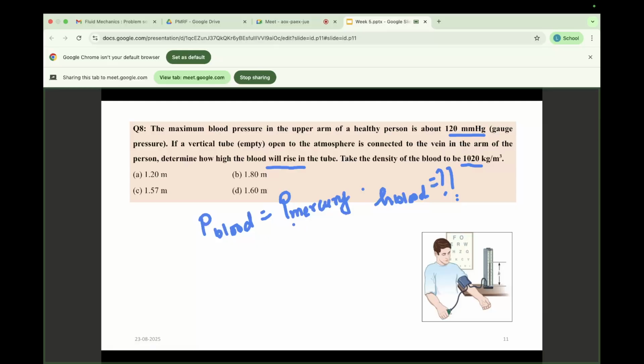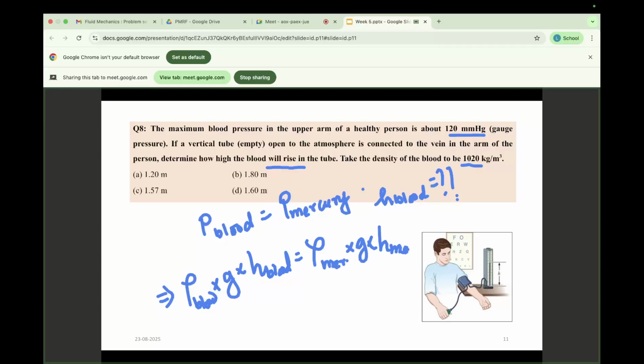So see, as this pressure measuring device is used to measure our body pressure, that is blood pressure, this pressure of the blood should be equal to the pressure shown in this mercury reading. So in place of blood pressure I can write rho of blood into G into H of blood equals rho of mercury into G into H of mercury. Any confusion up to this?